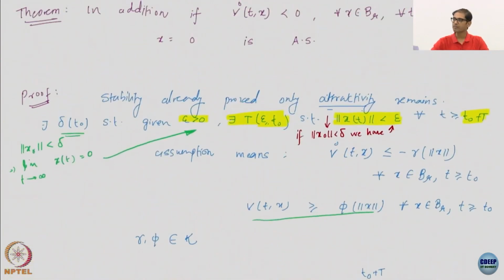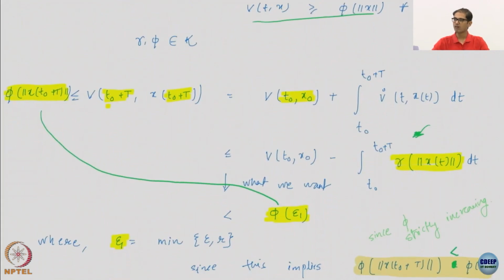I also have to find capital T because epsilon is a given quantity. Where do I get capital T from? Where is capital T in this expression? From the second term. So somehow from this term. One thing should be evident to you.